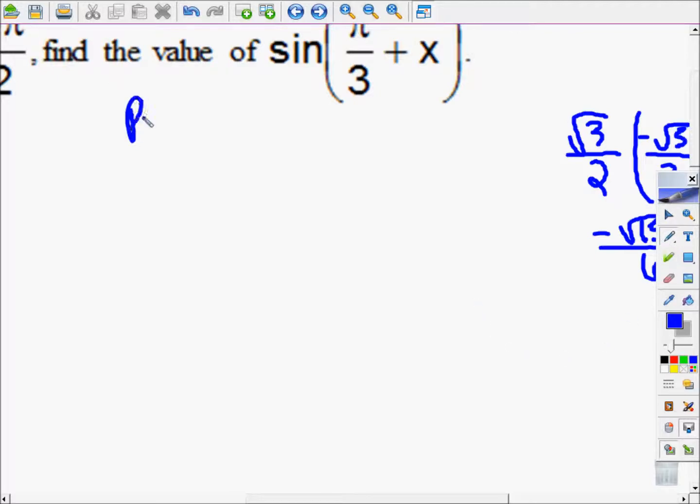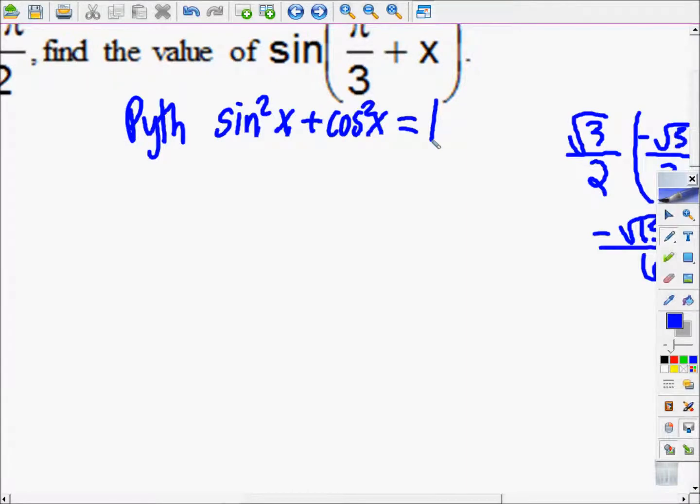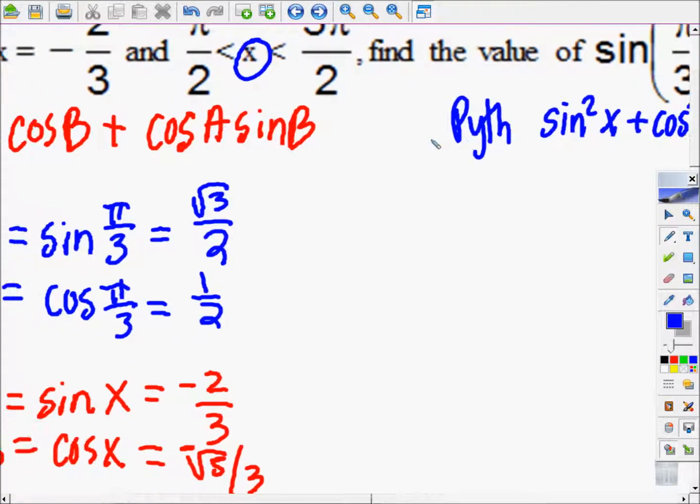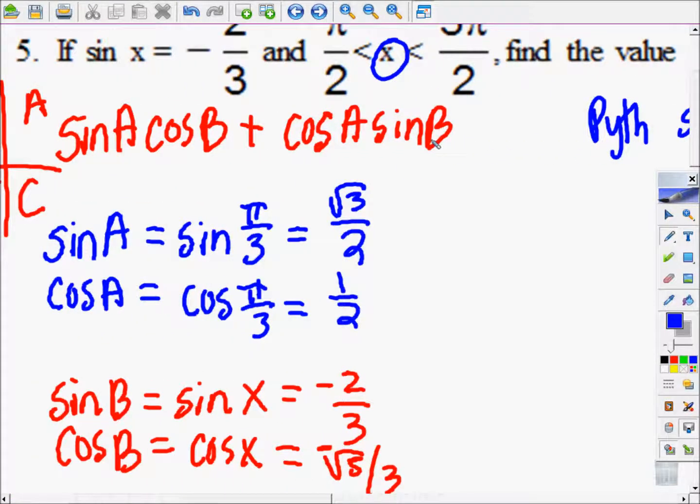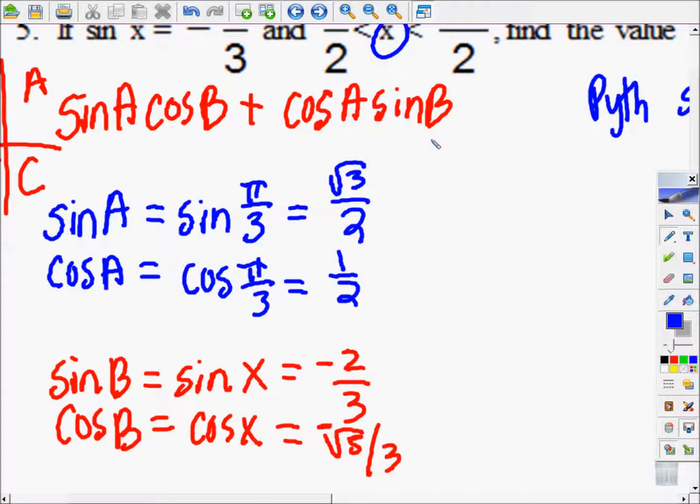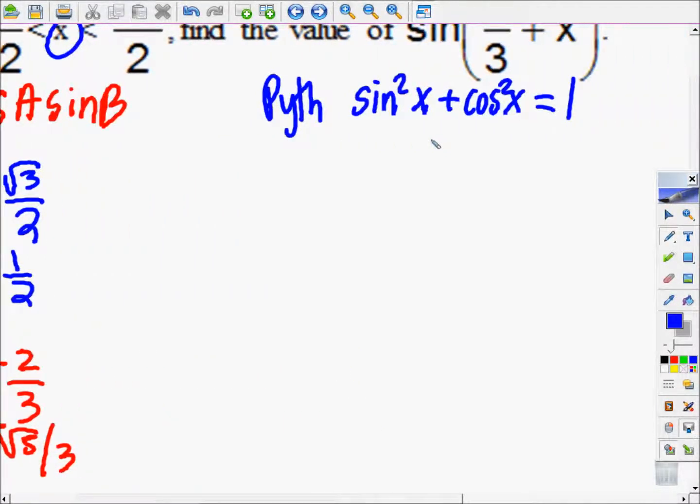The Pythagorean identity for this would be sine squared of x plus cosine squared of x equals 1. I'm going to plug in what I know. Sine squared of x is what? What is sine of x? Negative 2 over 3, because it told me that sine of x is negative 2 over 3. I wrote it down, so it's information that was given to me.